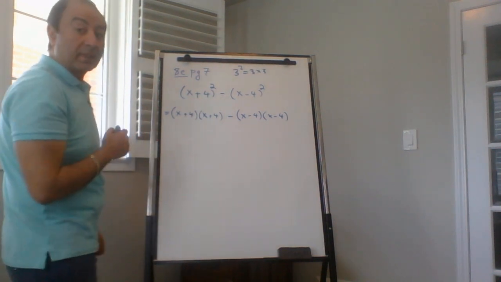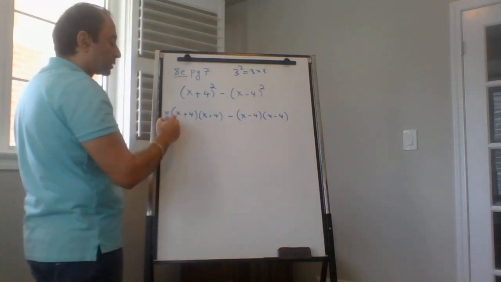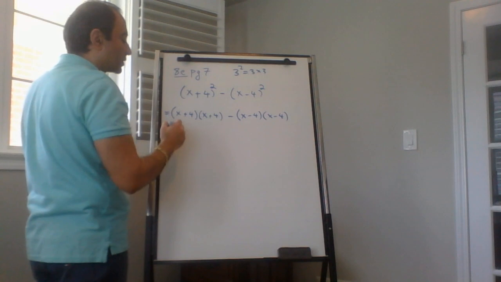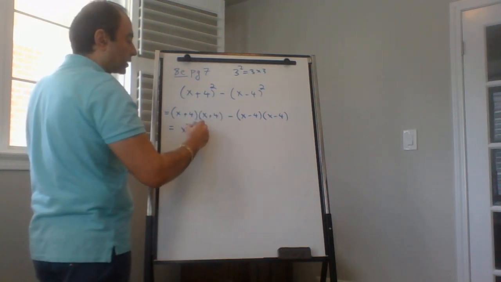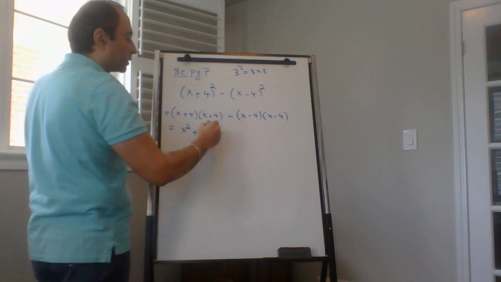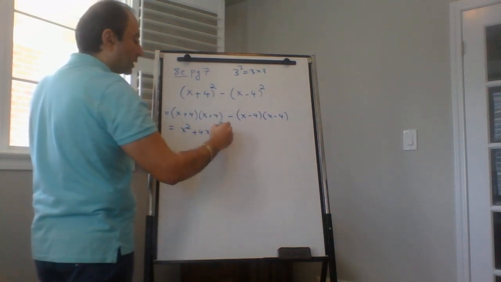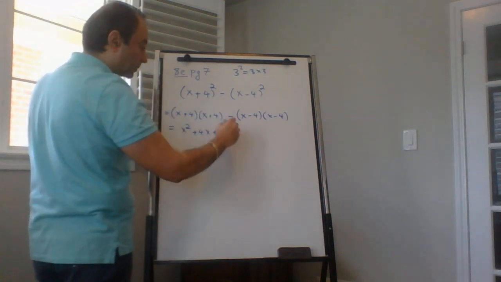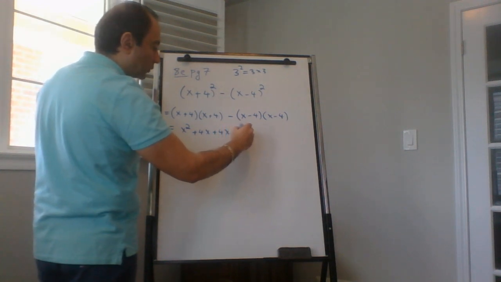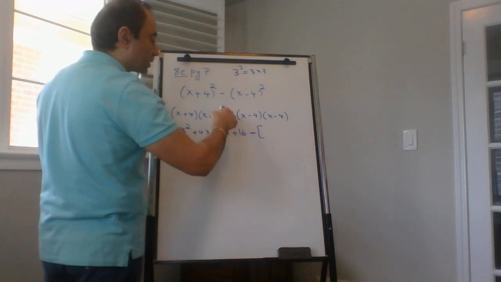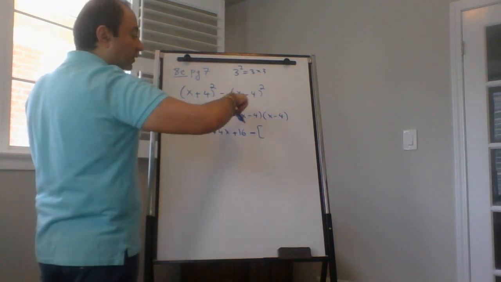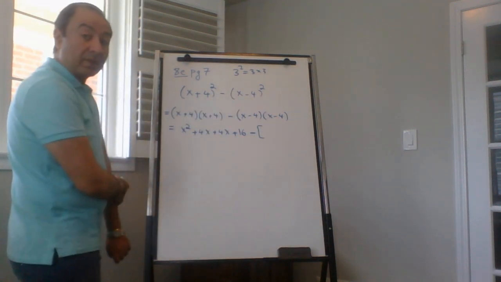Then we can FOIL this, use the method that we learned. So FOIL, first times first, so x squared. Outer, so 4x. Inner, another 4x. Last, 4 times 4 is 16. Minus, when I see minus, I need a bracket because this minus will affect everything I will have in there.